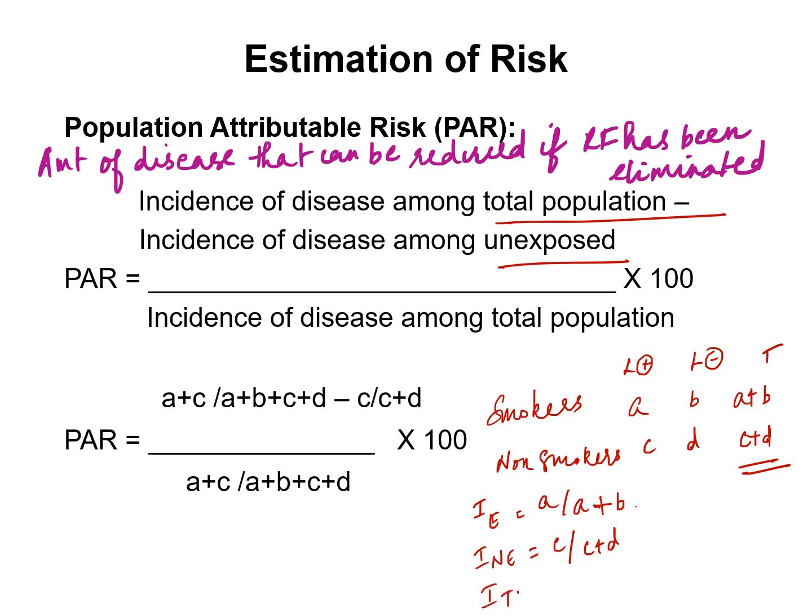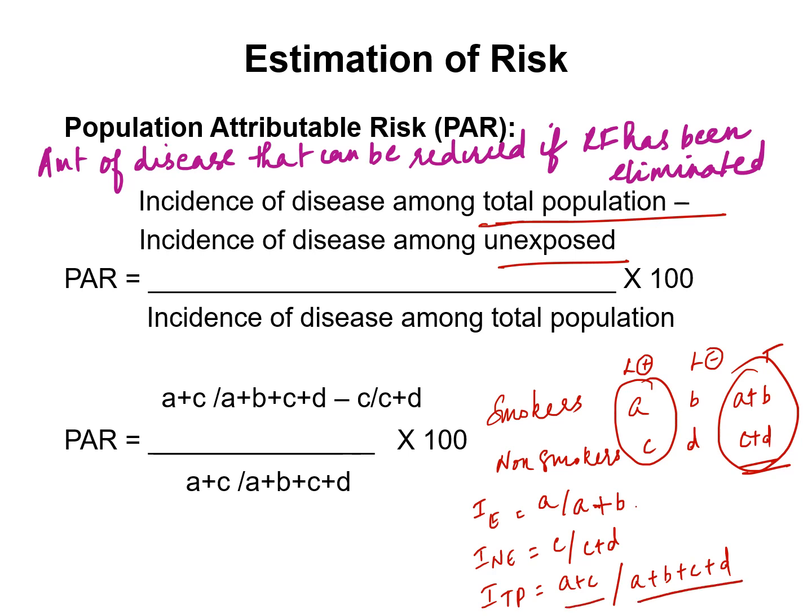Now incidence among the total population. For the total population, the number of new cases will be A plus C, which is the entire diseased individuals. So A plus C divided by the population at risk, which for the total population will be the entire population, A plus B plus C plus D. Now you have to substitute in the formula. So incidence of disease among total population, A plus C divided by A plus B plus C plus D, minus non-exposed group C by C plus D, divided by incidence among the total population, A plus C divided by A plus B plus C plus D, into 100.